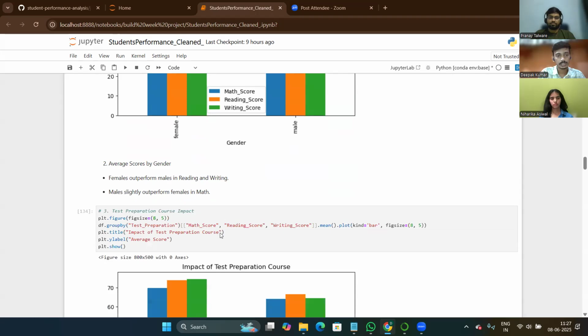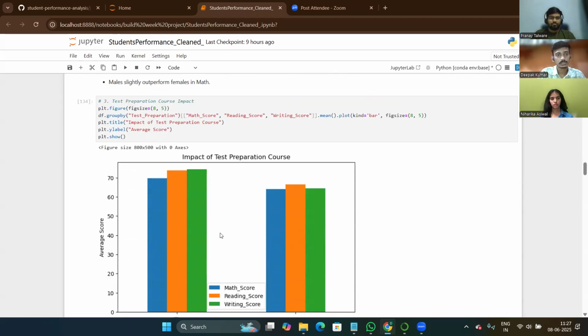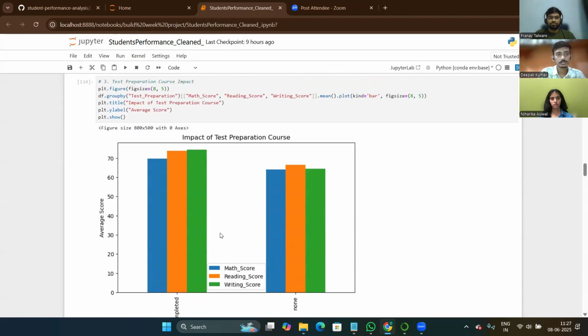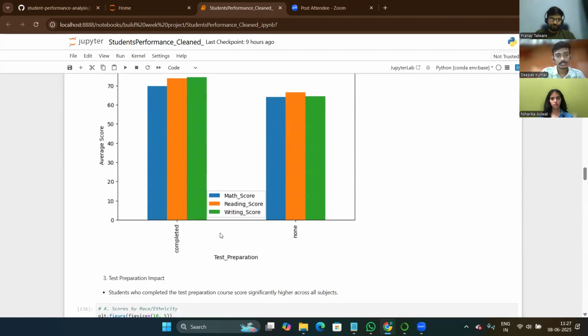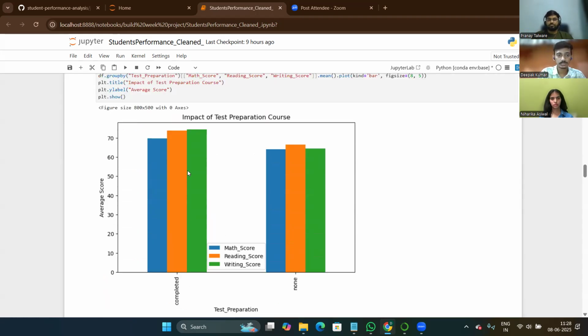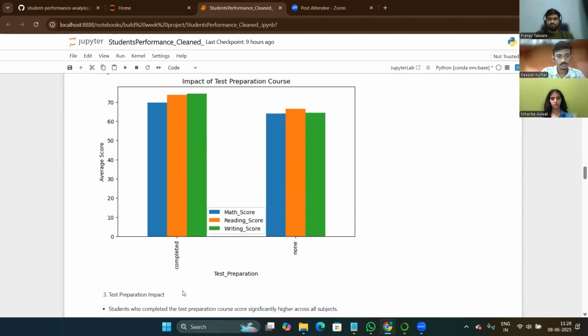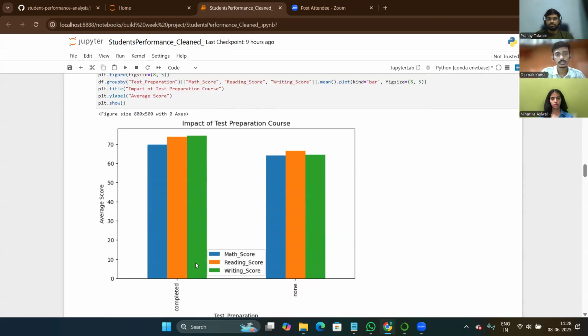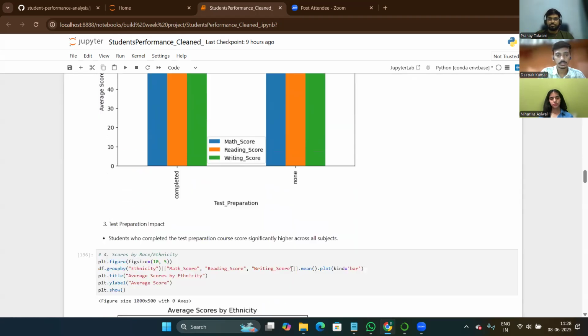Then we have our third visual, test preparation score impact. Here we can see that students who completed the test preparation course score significantly higher across all subjects. We can see over here the bars of completed course are higher than none.